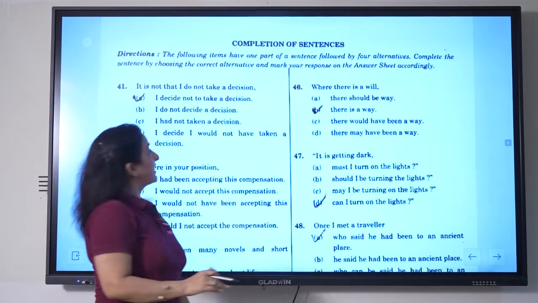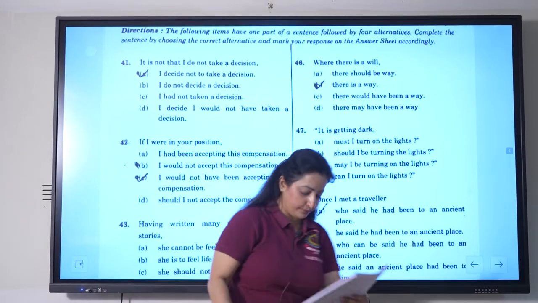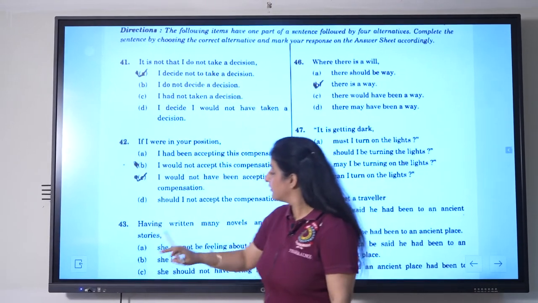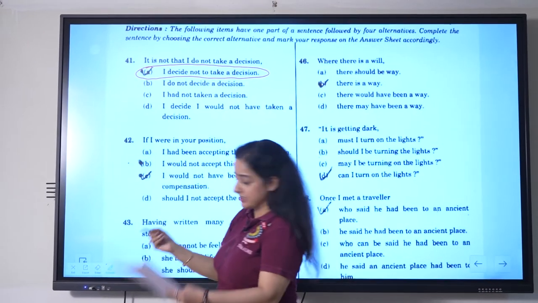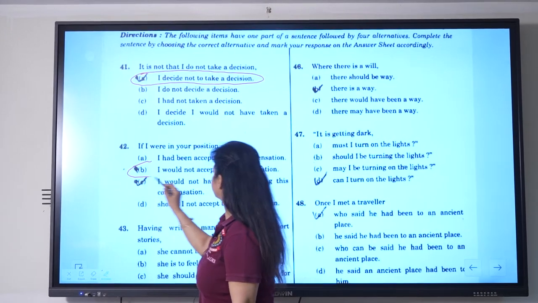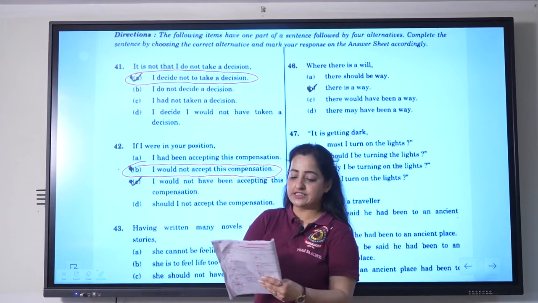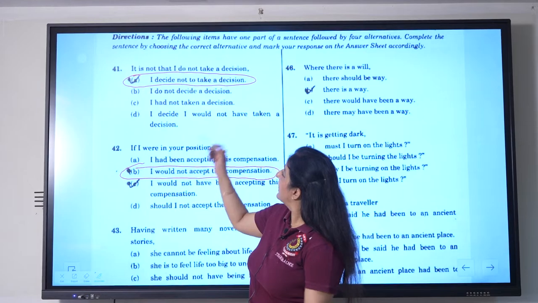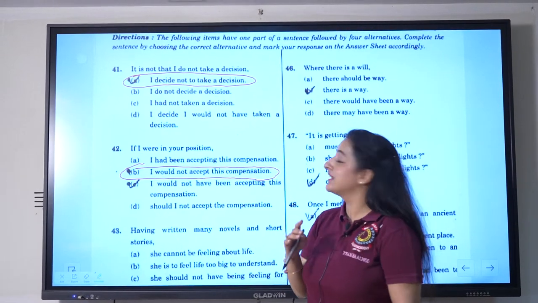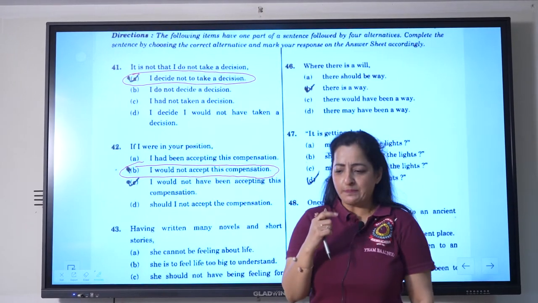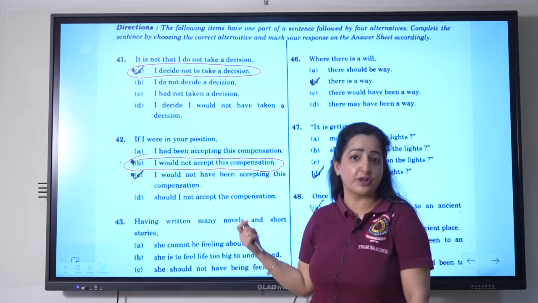All right. Next set of questions, completion of sentences. Question 41 and 42. The answers are 41 alpha. I decide not to take a decision. 42 bravo. I would not accept this compensation. Why 41 alpha? It is not that I do not take a decision. I decide not to take a decision. Simple Hindi translation out here. This person is saying, it's not that I don't take decisions. I choose not to take the decision. I don't want to take a decision. This is what this person is saying.